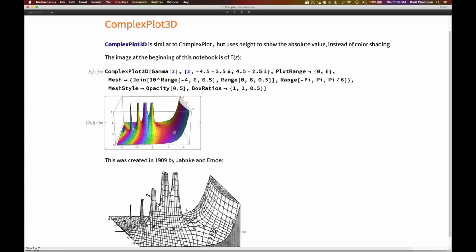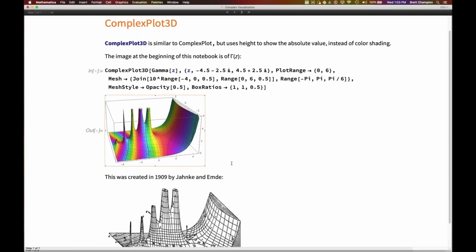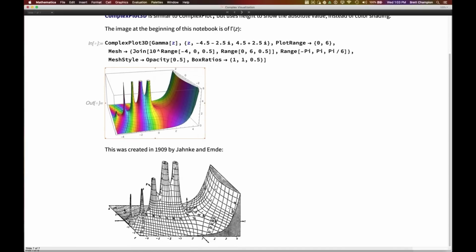And I like to show this just because it's really impressive to me what they were able to do manually by hand in the early 1900s. And I'm just awed by this, and imagining how much effort this took compared to typing something in and waiting a fraction of a second.